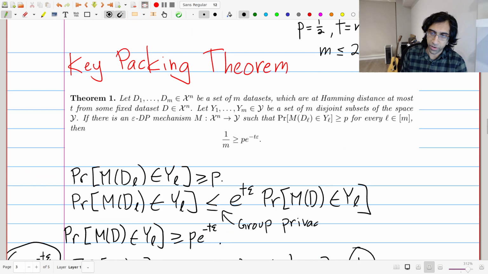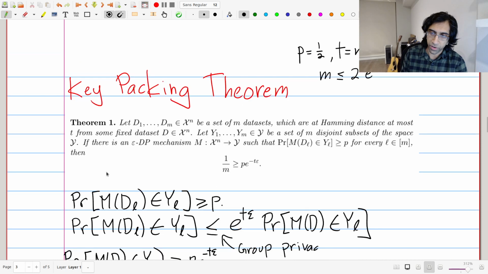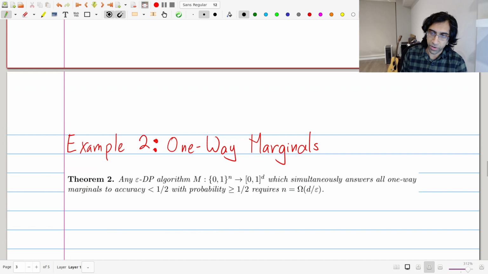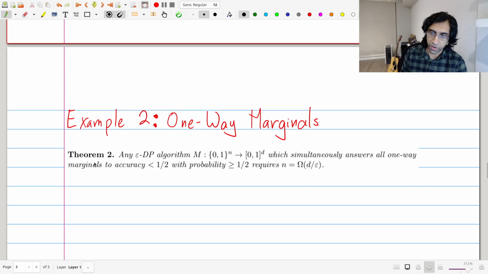We're going to use it to see two different lower bounds, one for one-way marginals and one for histograms. So first we're going to do one-way marginals, and we're going to keep it a little bit simple at first. We're going to fix in particular that our accuracy alpha is just 1/2. We don't want to be grossly or blatantly wrong on any query. So here's the theorem that we're going to prove.